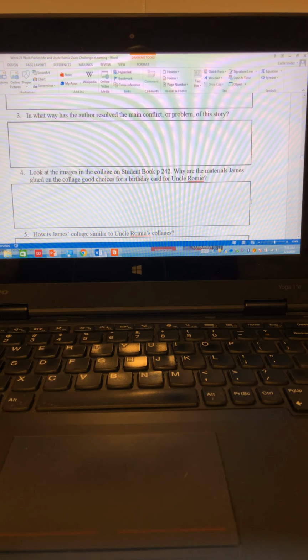Number 3, in what way has the author resolved the main conflict or problem of the story? It sounds a little confusing the way the question is worded, so listen carefully to the explanation. Number 3 is talking about the person telling the story. We know that the author is the one who's telling it because they wrote the story. But think about, what was the problem in the story? Was the problem solved? If so, tell me. So for number 3, I need you to identify what was the problem in the story and how the problem was solved. Be very specific with your answers.